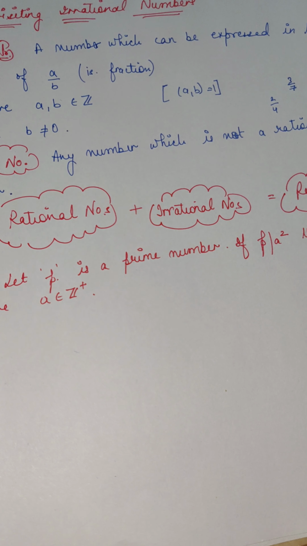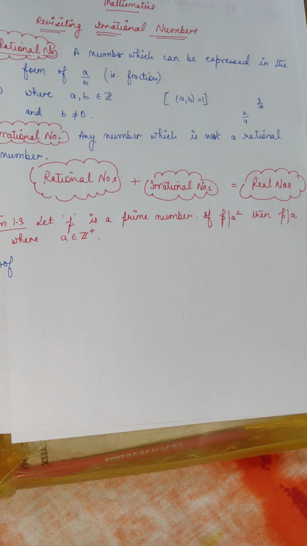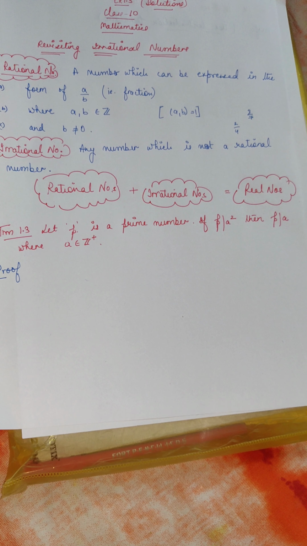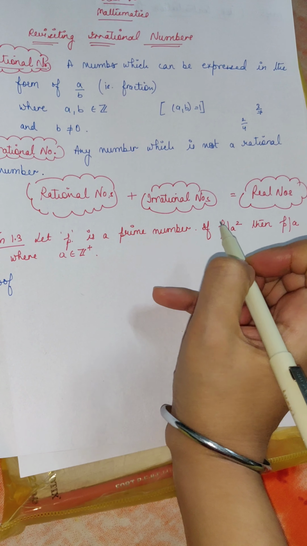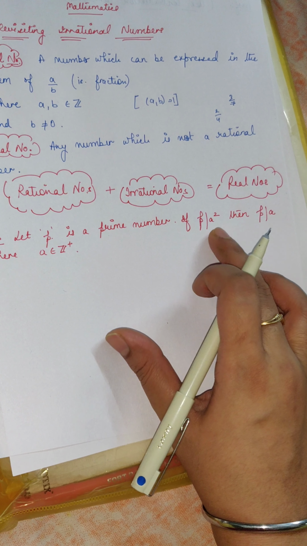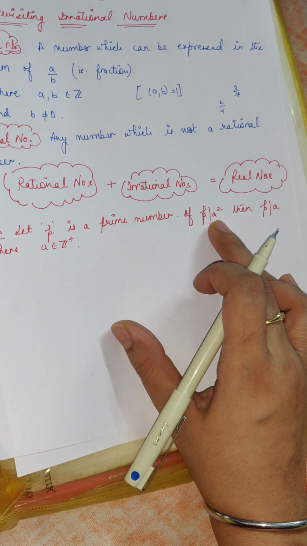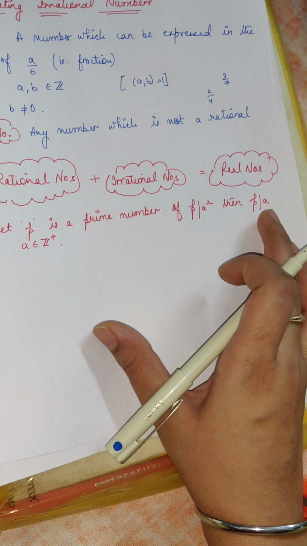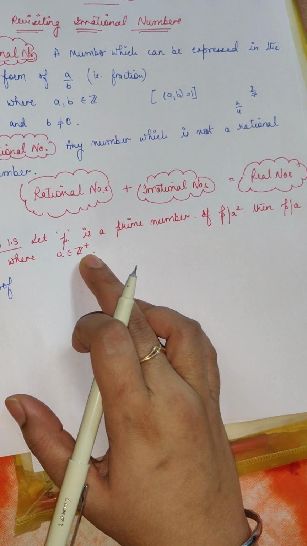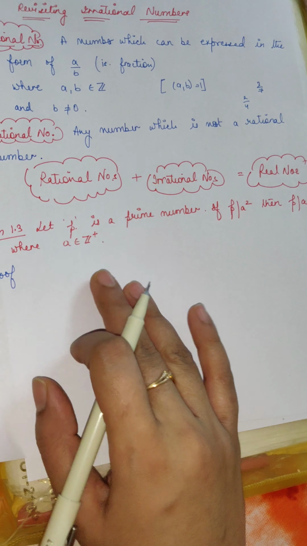Now I am coming to the exercise. Before that, I have a small theorem which says: let p be a prime number, and if p divides a square (the sign of divides is this straight line, okay), then p divides a. It says that if any prime number divides the square of a number, then it will also divide that number, where a is any positive integer. Plus sign denotes positive integer, right? So let's see how this theorem works.